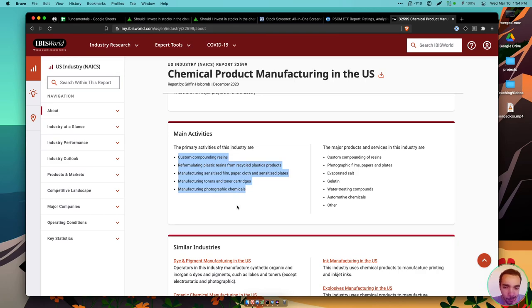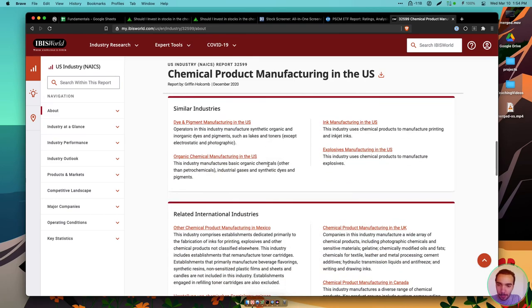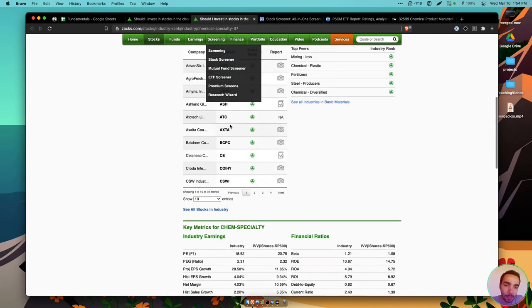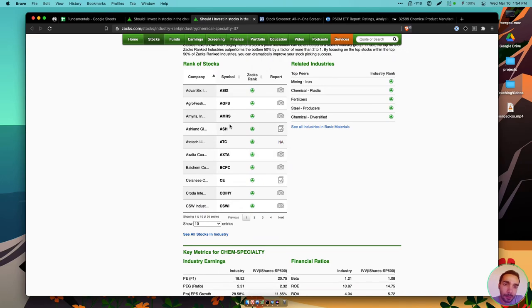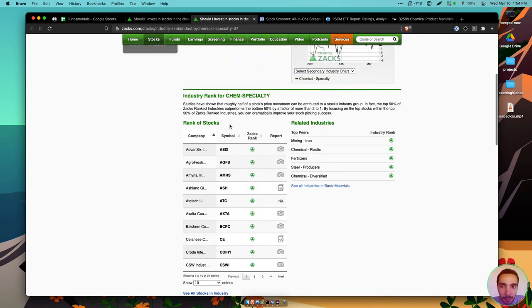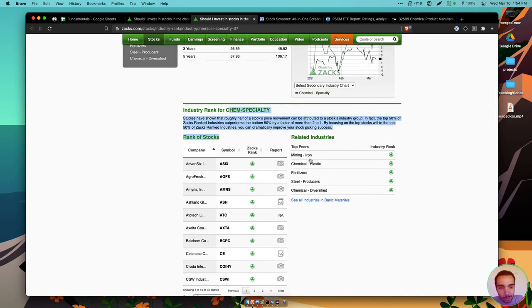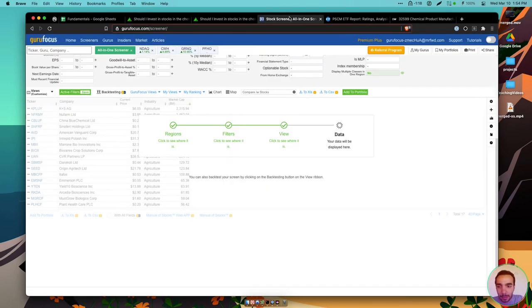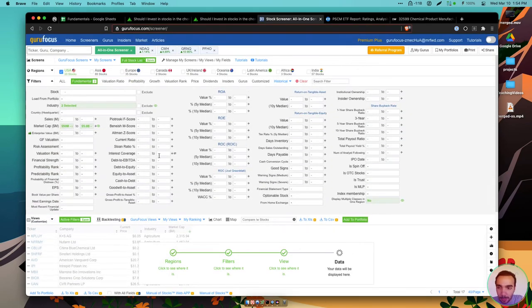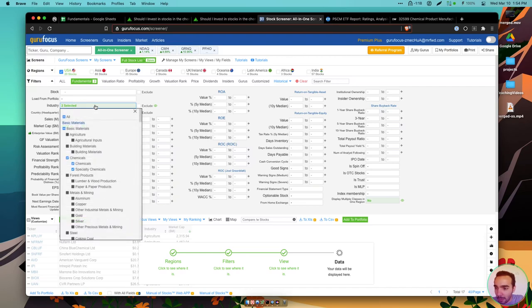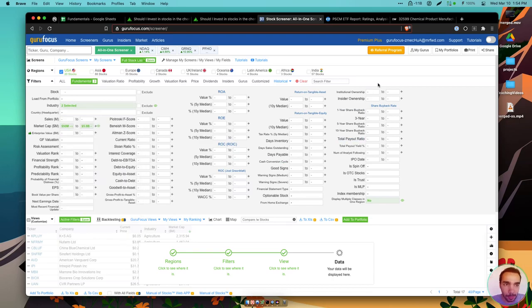Compounding resins, reformulating plastic resins from recycled plastic. Okay, this difference in naming convention is just driving me nuts, you know? It's driving me nuts. Chem specialty, chemical plastic, and then the stock screener calls it something else. What is it called here? Chemicals. Chemicals. Yeah, it's driving me nuts.